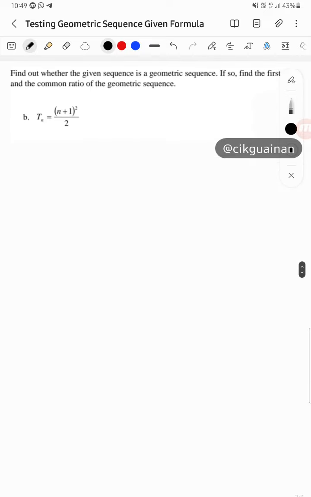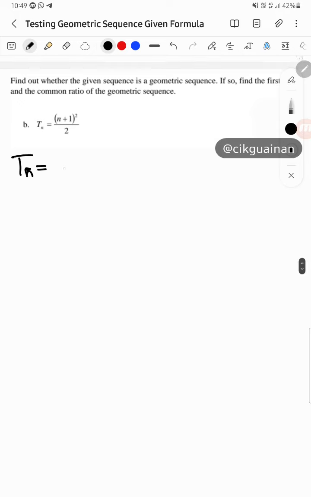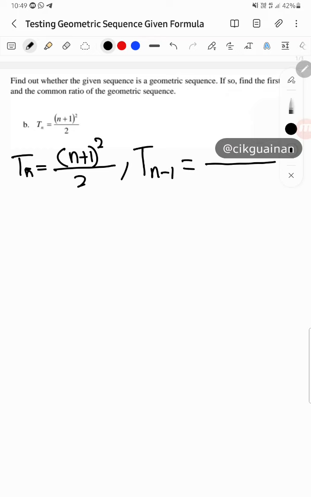Okay, let's go to the second one. We have Tn, I write it bigger for you: 2 to the power of (n plus 1) squared over 2. So how to find Tn minus 1? Easy. Bracket 2, bracket power 2, n. I change the n into an empty bracket and then plus 1, and then replace it with n minus 1.